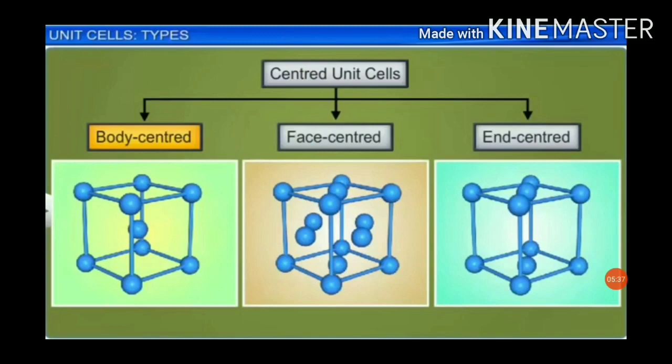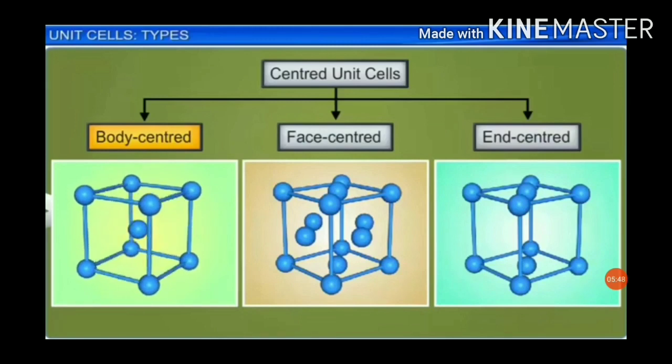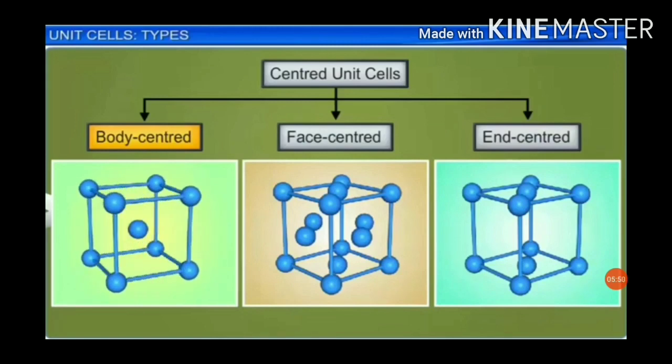Next, classification of the centered unit cells. Centered unit cells are classified into three types. First one, body-centered unit cells. Second one, face-centered unit cells. And third one is end-centered unit cells. The first one is the body-centered unit cell. Such a unit cell contains one constituent particle at its body center in addition to the particles present at its corners.